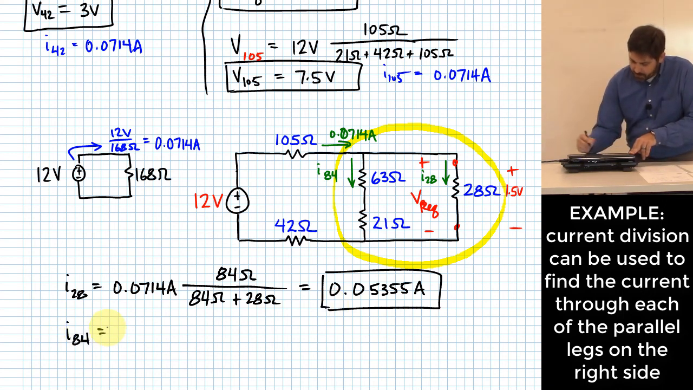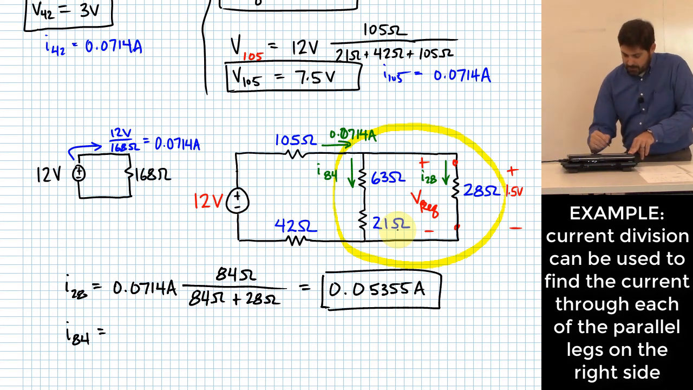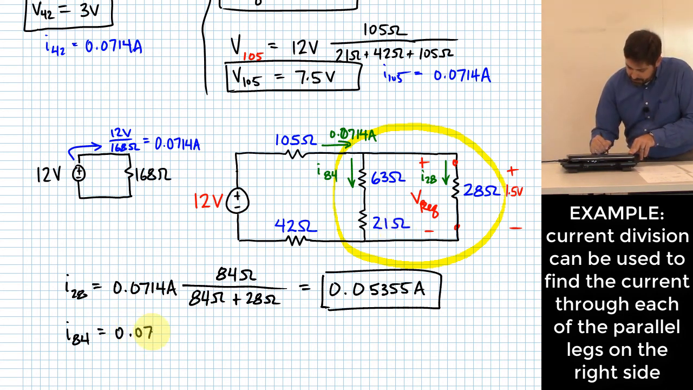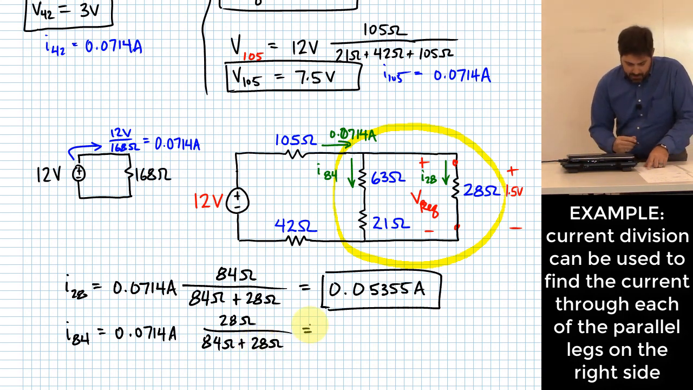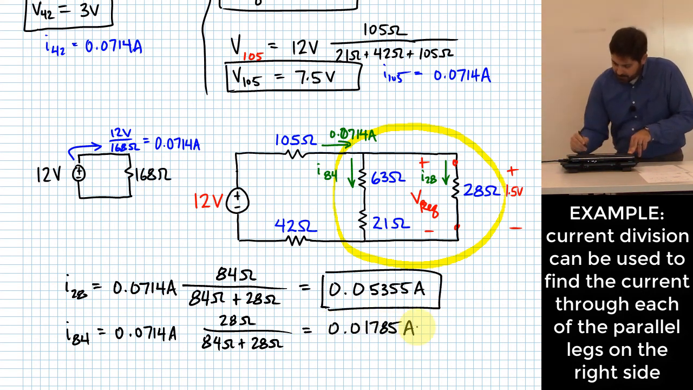I-84 is the current that flows through both the 63 ohm resistor and the 21 ohm resistor. So I get 2 for 1 when I figure that one out, right? That one is just 0.0714 amps multiplied by 28 ohms over 84 ohms plus 28 ohms. And that gives me 17.85 milliamps, or 0.01785 amps.